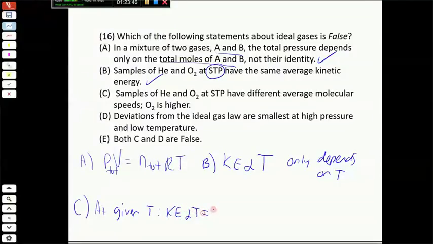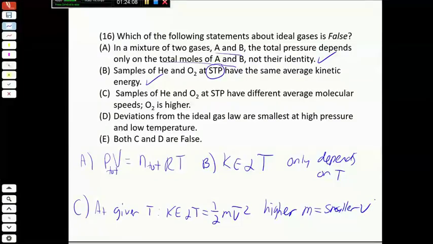But remember that kinetic energy is defined as 1/2 times mv squared. So the velocity is going to depend on the mass of the gas, and specifically the molar mass. If the two gases are at the same temperature with the same kinetic energy, the one that has the larger mass is going to have the smaller velocity. The one that has the smaller mass is going to have the larger velocity.